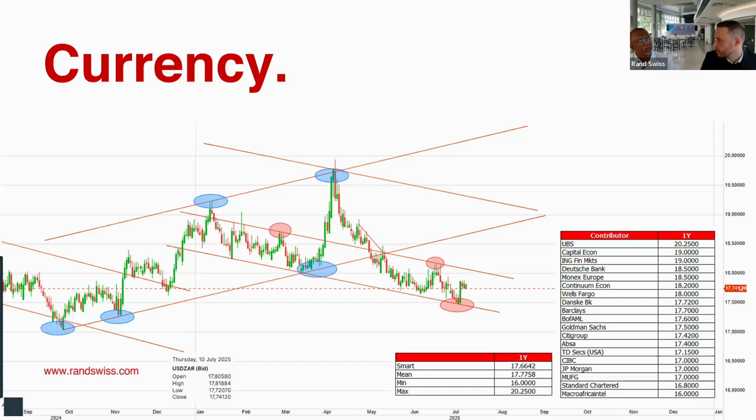Yeah, it's interesting you bring up the GNU. From a currency point of view, I did this currency slide in my Global Outlook webinar about 2-3 weeks ago. The rand has been incredibly strong over the last year. This is a US dollar chart that I've got up on the screen at the moment. A little bit of this is dollar weakness as well.